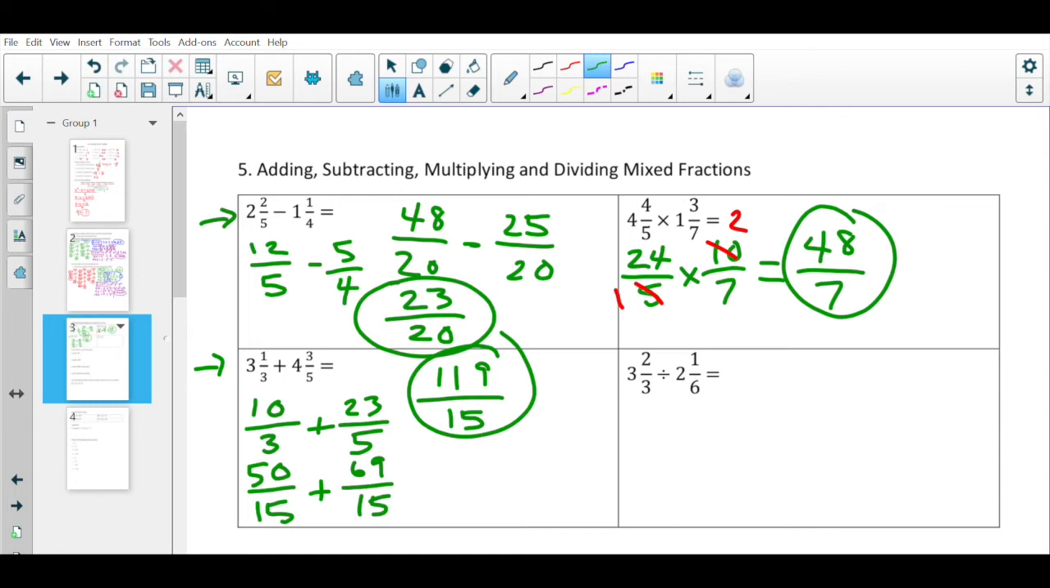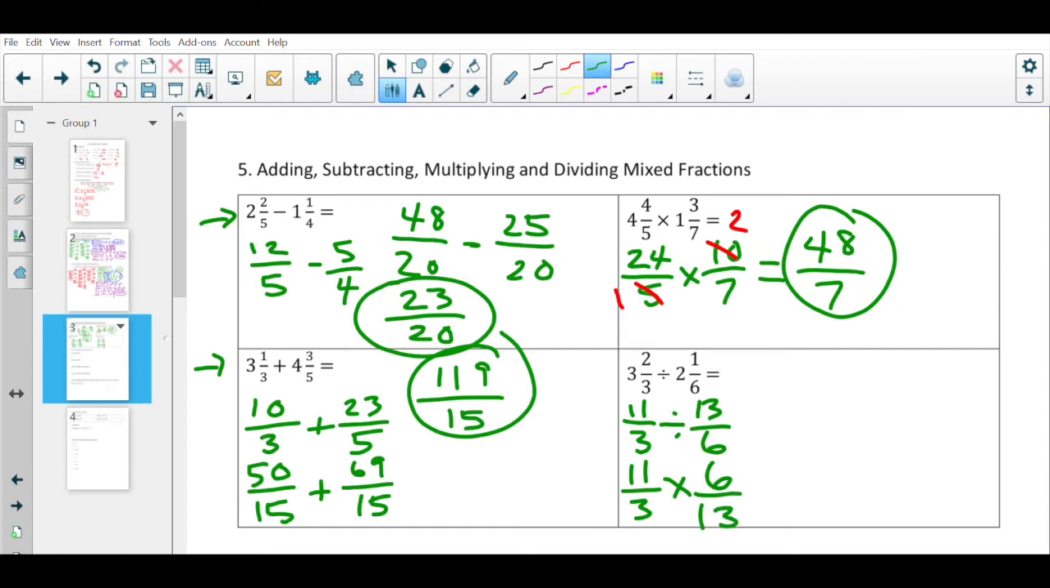Dividing. So this requires an extra step. First step, as always, is convert the mixed fraction to an improper fraction. 3 times 3 is 9, and 2 is 11. That's 11 thirds divided by 2 times 6 is 12, and 1 is 13 sixths. Here, we cannot just divide across. We have to do that rule. In our notes, we have that funny saying, leave me, change me, flip me over. Leave me is the 11 thirds, so the first part, leave that alone. Change me is the division sign changes to multiplication sign. And flip me over is do exactly that. The 13 sixths flips over to 6 thirteenths.